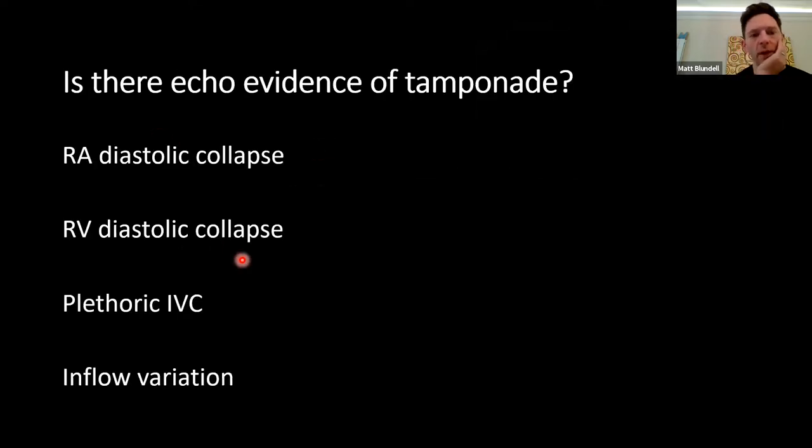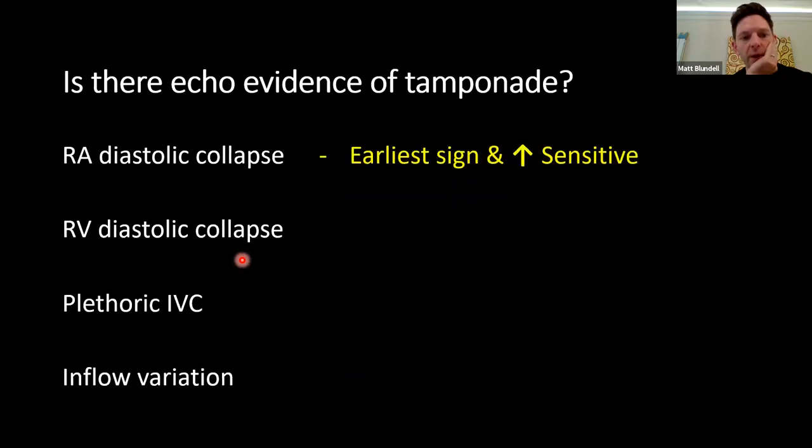So again, just quickly recap, echo evidence of tamponade. First of all, you're looking for a pericardial effusion. You're scanning around the heart to confirm it's a pericardial effusion. Your earliest sign is going to be right atrial diastolic collapse. It's very sensitive. And if it's more than a third of the cycle, that's even more sensitive, up to 95% sensitive. Next thing you're looking for is RV diastolic collapse.